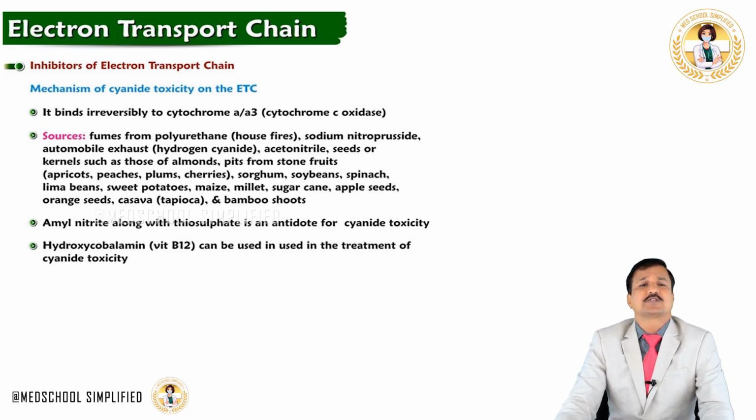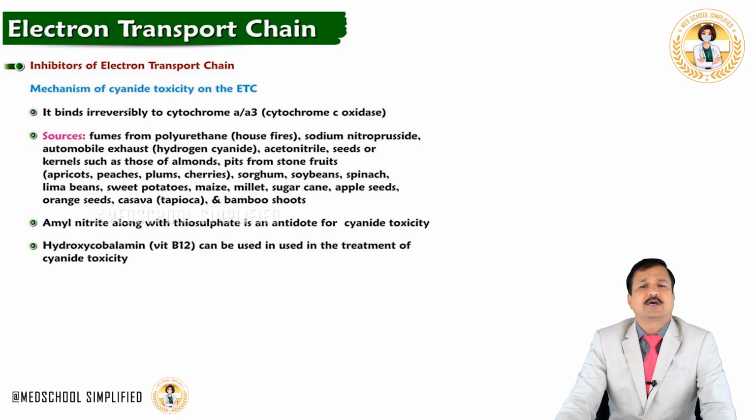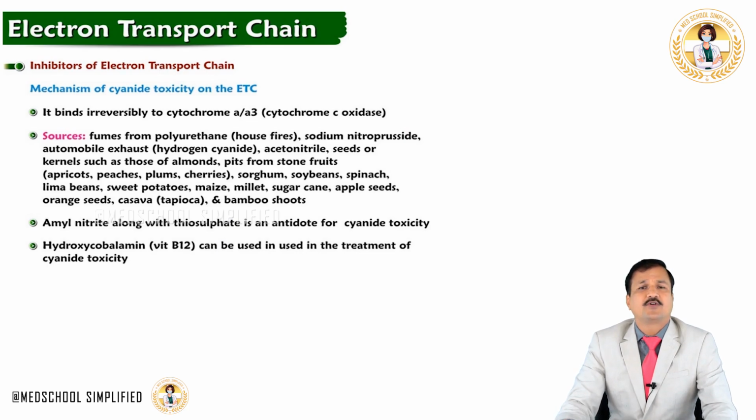Now what is the treatment for cyanide toxicity? Amyl nitrite along with sodium thiosulfate is an antidote for cyanide toxicity. Whenever amyl nitrite is administered, it oxidizes the ferrous iron present in the heme of hemoglobin into ferric iron, thus converting hemoglobin into methemoglobin. And this methemoglobin has a higher affinity for cyanide, so it binds with the cyanide and forms cyanmethemoglobin, which will be excreted out of our body.